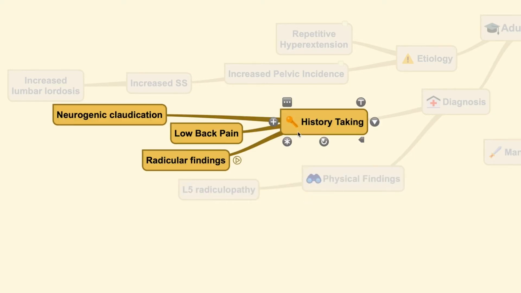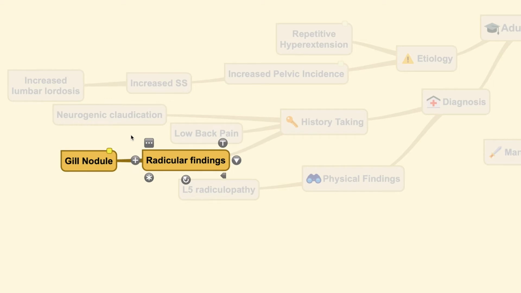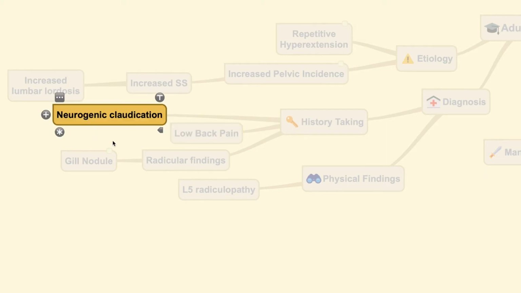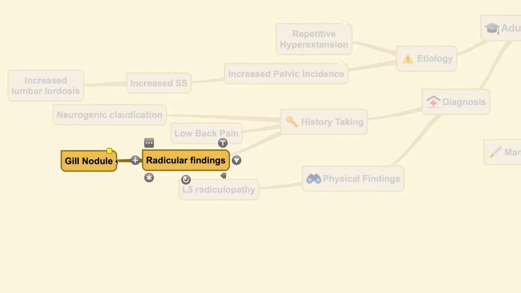For the history taking, patients with spondylolisthesis may present with radicular findings. They could also present with low back pain due to increased strain in the various ligaments or joint capsules that hold together all those structures. Neurogenic claudication may sometimes be found if the listhesis or the slippage is great enough and acute enough to occlude the posterior structures. So for the radicular findings, there is a term called Gill nodule.